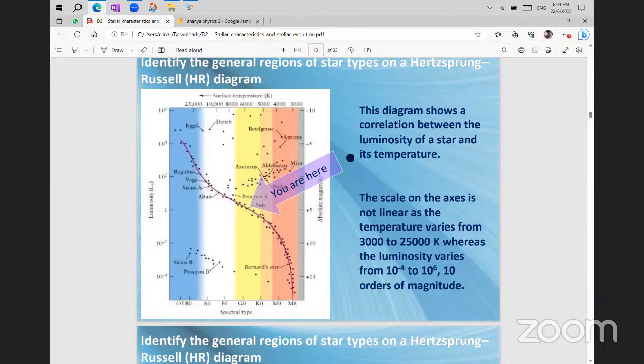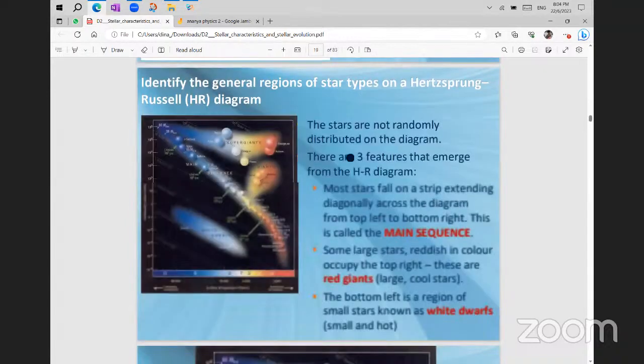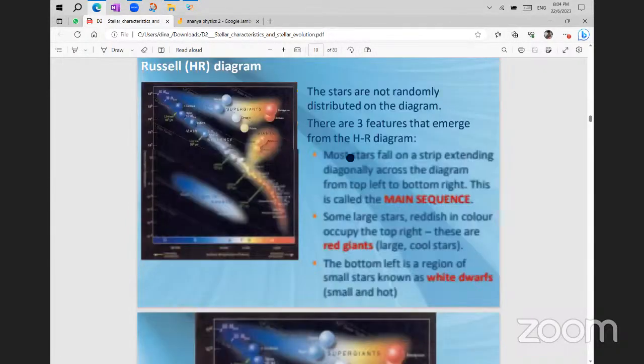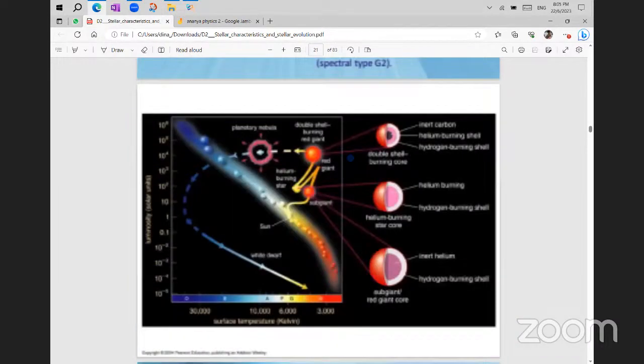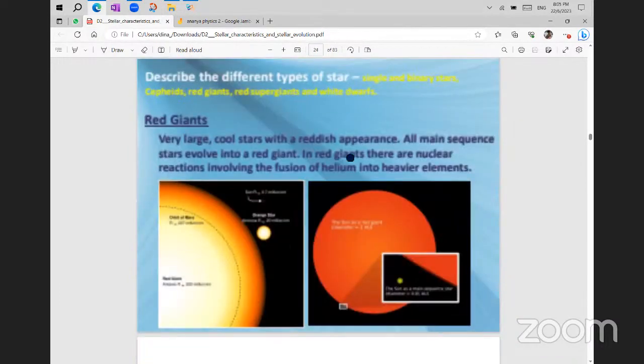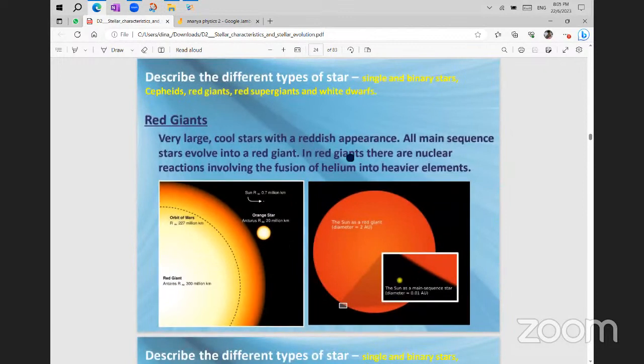Just remember that this diagram exists because I'm not going to go through it in detail yet. I'm just totally going to ignore this for now. Seriously ignoring all this for now. And he wants to tell you about red giants.